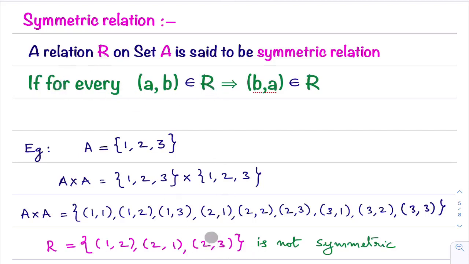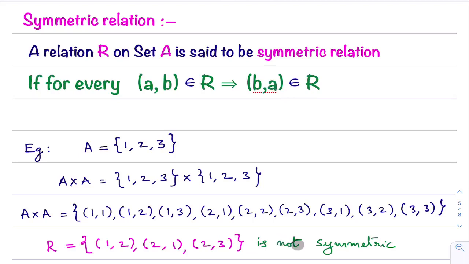Now come to the ordered pair (2,3). Is (2,3) there in this relation? Yes, it is there. Now what to check? You need to check whether (3,2) is there in this relation or not. No, not there. If I take (2,3) in the given relation, (3,2) is not in this relation. That's why this is not symmetric.